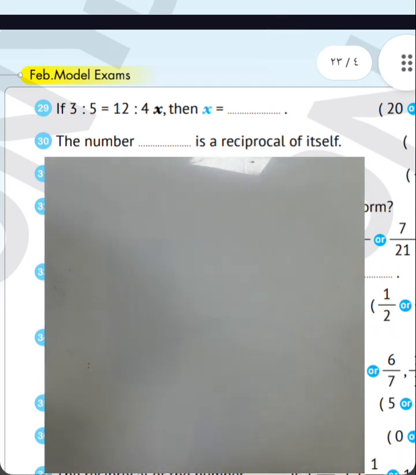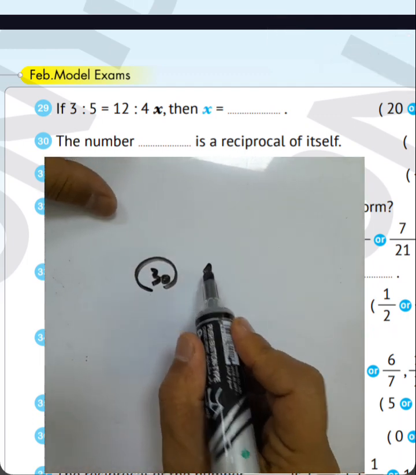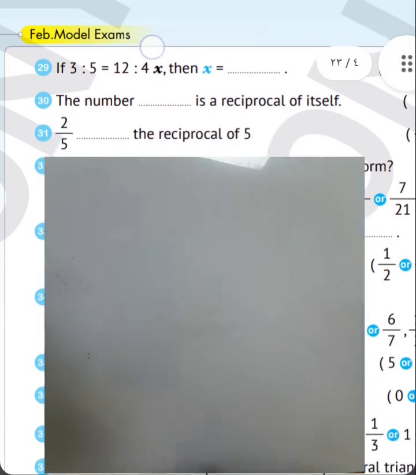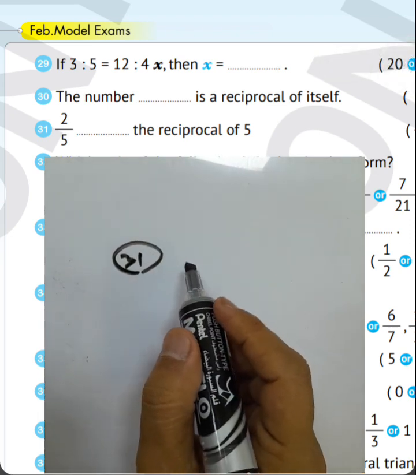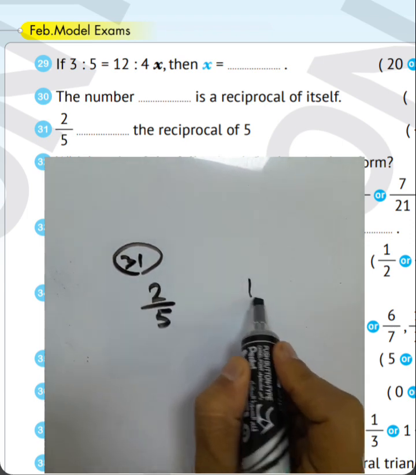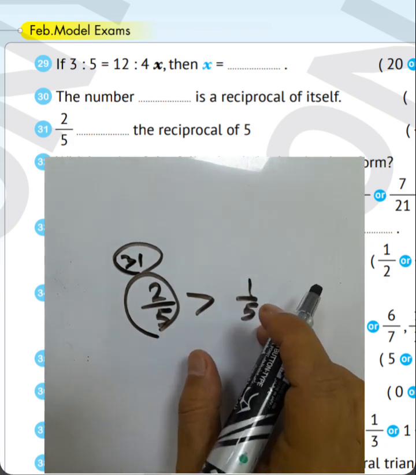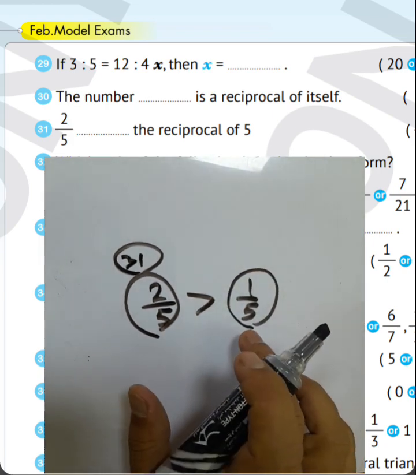Question 30. The number that is the reciprocal of itself will be 1, because 1 divided by 1 equals 1. We can inverse it. Question 31. Which is the reciprocal of 5: 2 over 5 or 1 over 5? We don't take 2 over 5, because the reciprocal of 1 over 5 will be 5. They gave us 5. We want to find the reciprocal of 5. It will be 1 over 5.